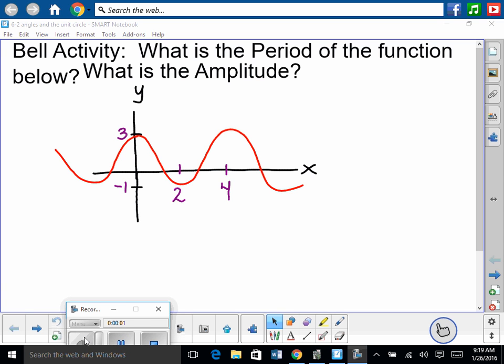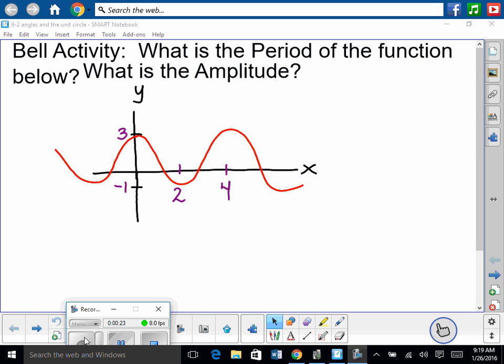Period of a function. Can anyone tell me what period means? It's on the x-axis. Okay, yeah, I totally know what you're saying. Can you say any more detail? It's the distance between two points that are the same.